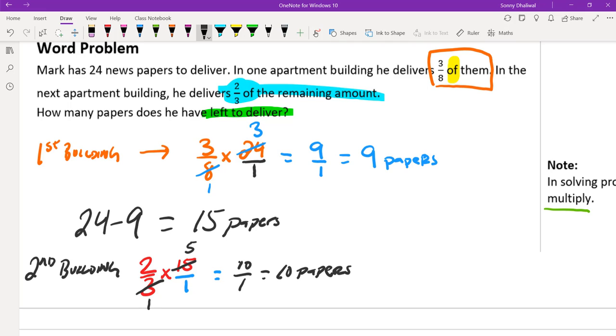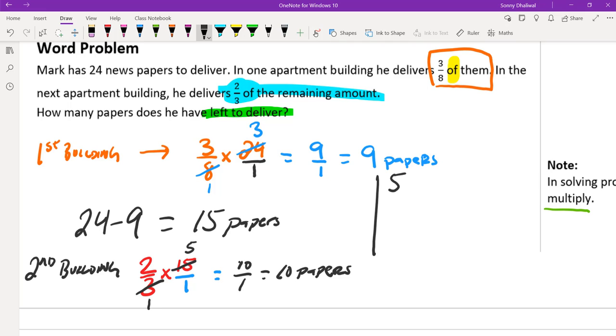So did we answer the question? What was the question asking us for? Birpata? How many papers he has left over? So this 10 is not telling us how many papers he has left over. This is how many papers he dropped off. We still need to figure out how much he has left over. So he walked in with 15 papers in the second building. He dropped off 10. Yes, Emma? 5, right? So he has 5.